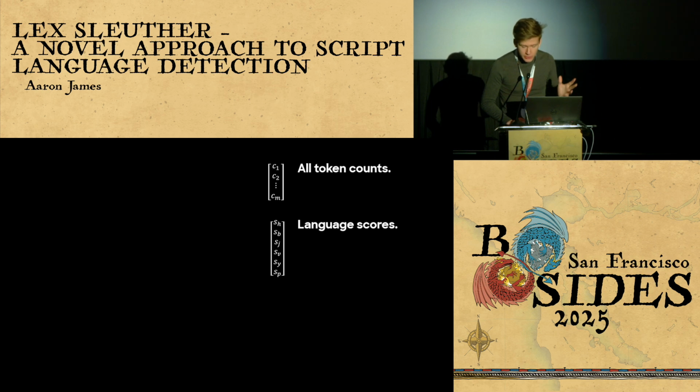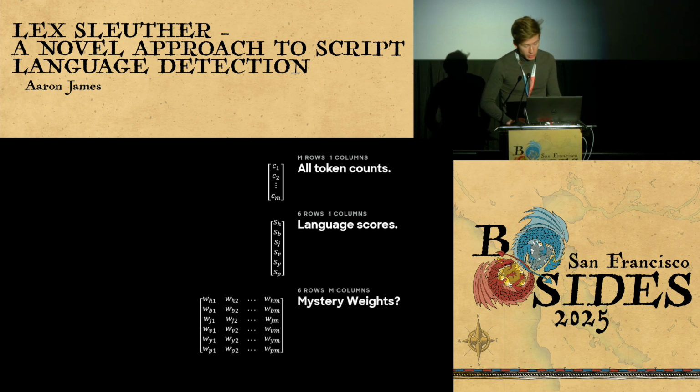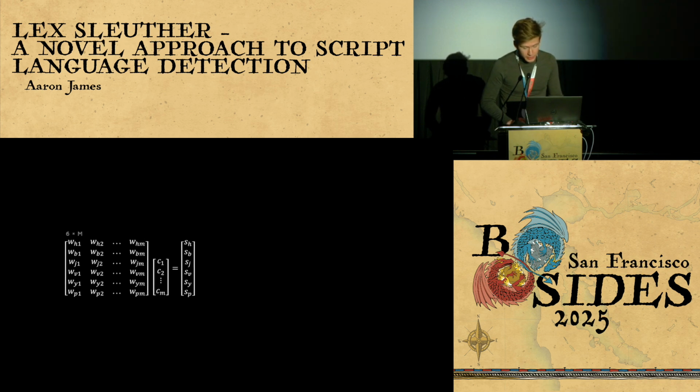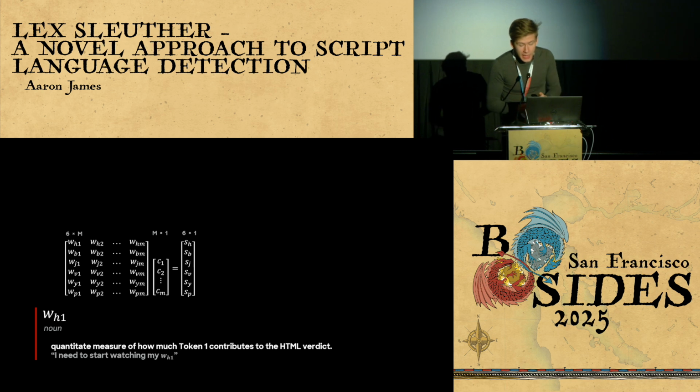Sorry about the math notation. Now, we know that if our input is m rows in one column and our output is 6 rows in one column, then we know that any linear relationship between them can be modeled by a 6-row, m-column mystery matrix. And I'm afraid I have tricked us into doing linear algebra. So this isn't just hand waving, right? There's an intuitive definition for each of these weights. Quantitatively, how much does each token contribute to each language verdict, right?